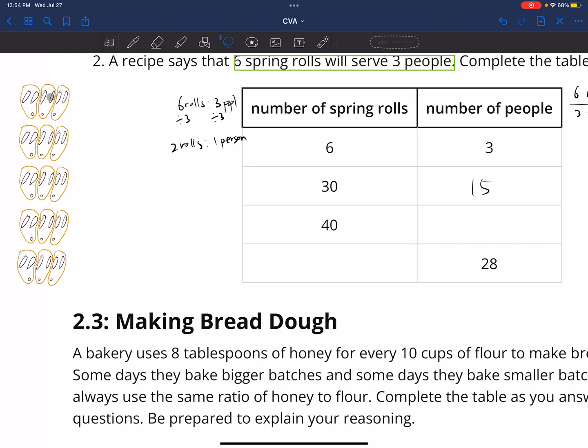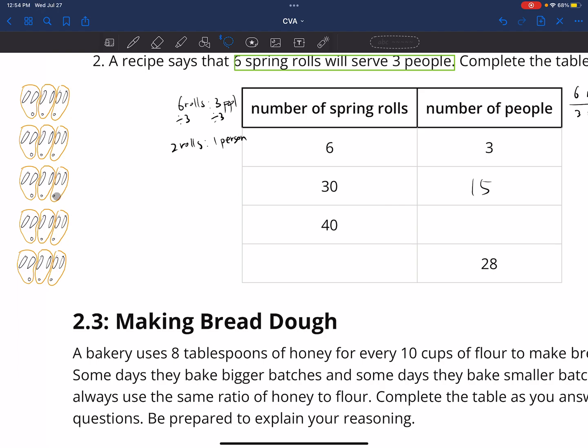I got 6 spring rolls here. 6, 12, 18, 24, 30. So I have 30 spring rolls here. And then the number of people I have 1, 2, 3, 6, 9, 12, 15. So I have 15 people, right? Like we got right here. So that's how you can use this drawing to help you out, right?